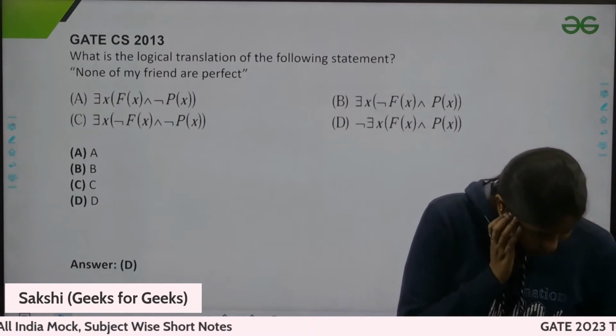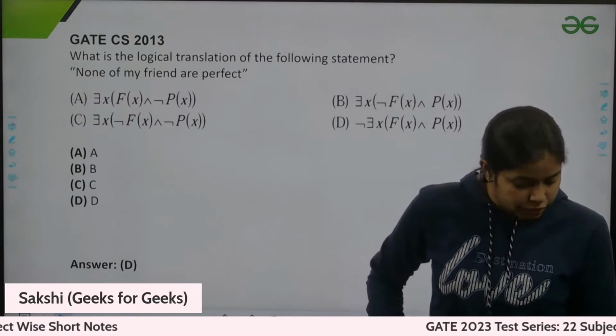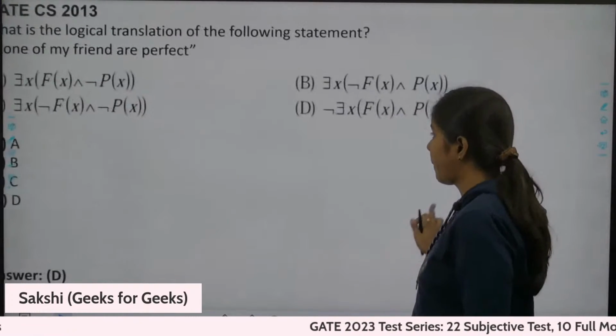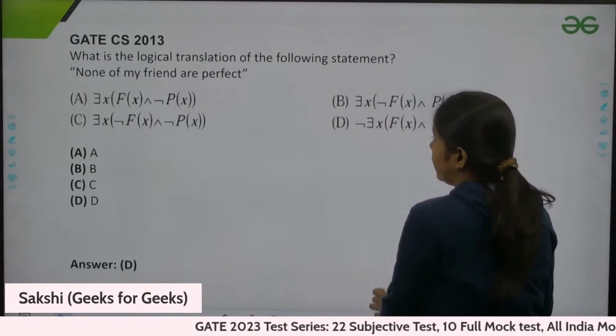Right, Kavya, Rajan and Harsh, your answer is correct. ठीक है, आगे बढ़ते हैं.